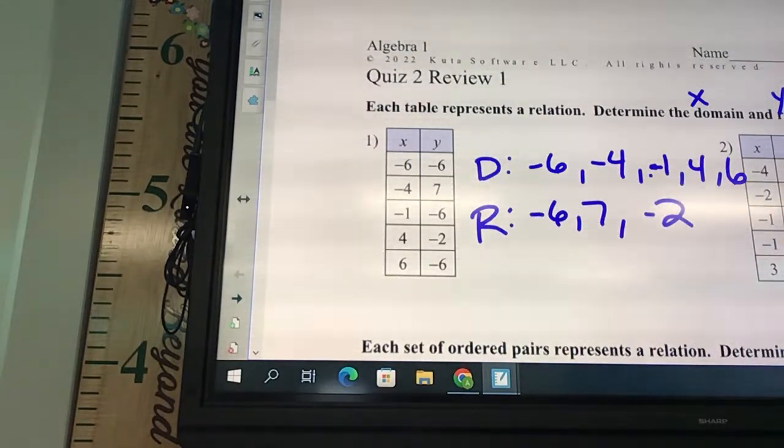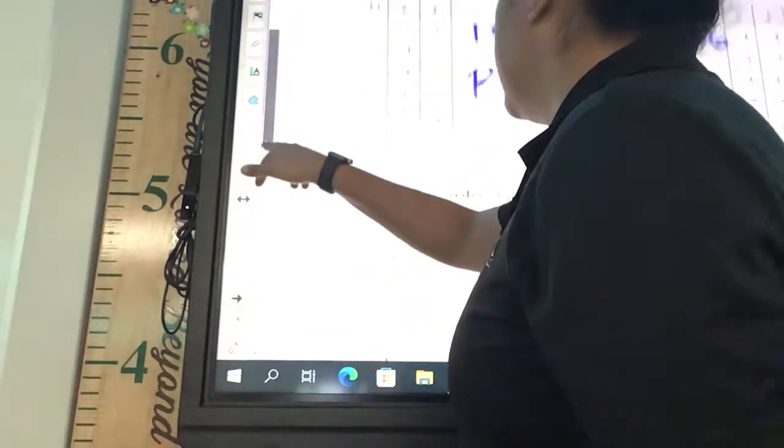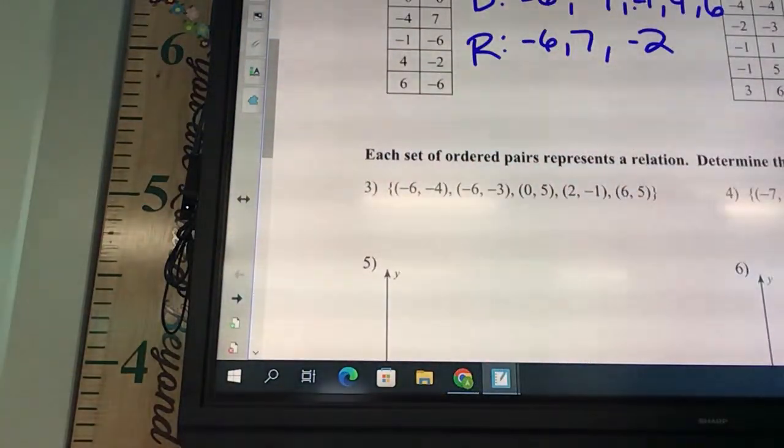Okay? The next section says you have them in an ordered pair, okay? What is the domain and range? So how are these written? None of them can repeat. What else?